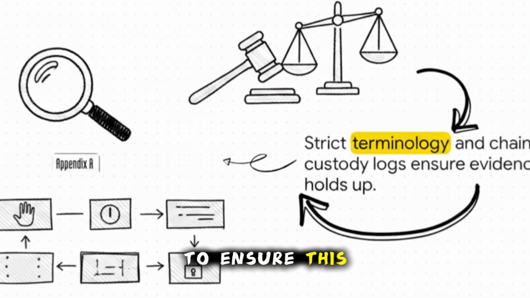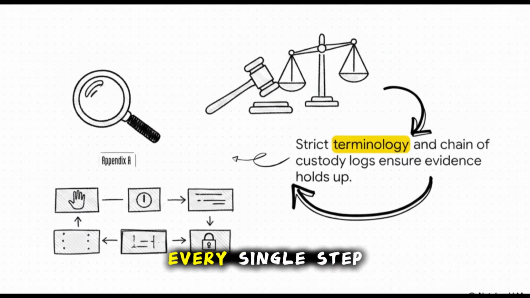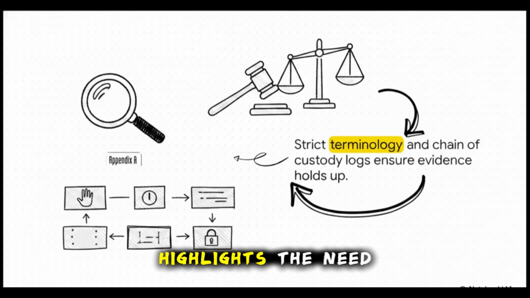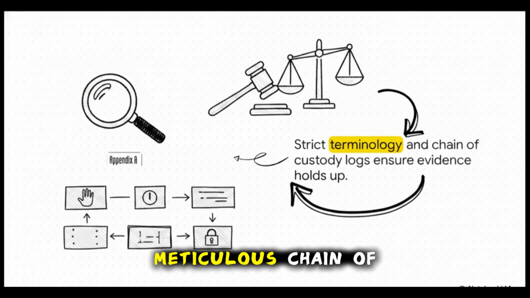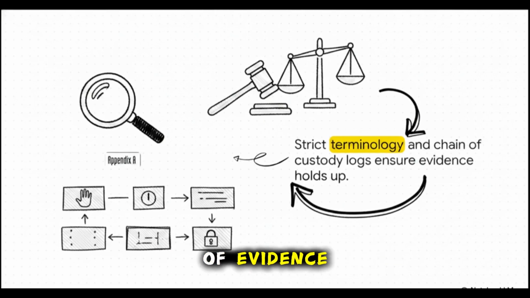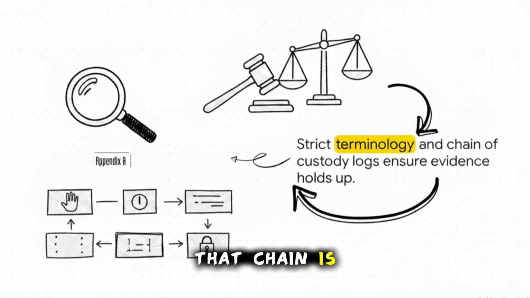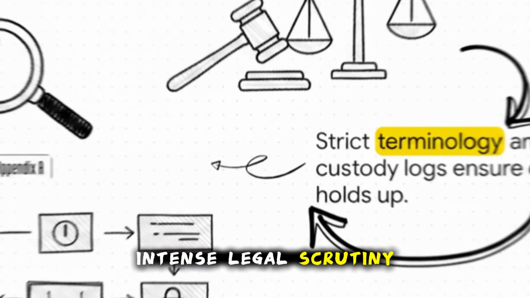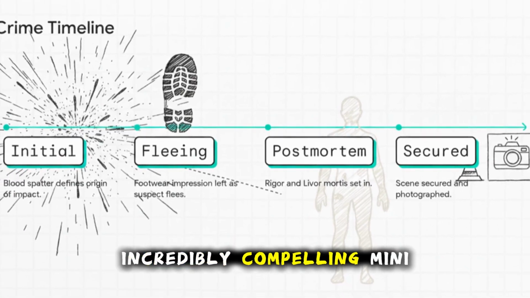And to ensure this whole visual story actually holds up under cross-examination, every single step must be perfectly documented. This glossary excerpt highlights the need for precise, standardized terminology. You also have meticulous chain of custody logs, recording exactly who touched what piece of evidence, when, and where it was stored. If even a single link in that chain is broken, the entire visual story collapses under intense legal scrutiny. But when it's properly executed, it builds an incredibly compelling mini-narrative.